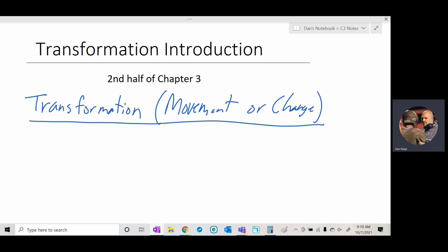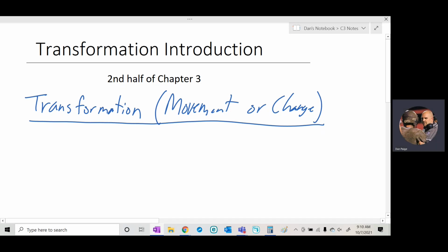So again, Pythagorean theorem isn't going to be applied in this part of it. It's just this little mini unit of transformation in math, and we're going to talk about different types of movement. There's a whole bunch of different types, but we're going to focus on 3 types in particular.